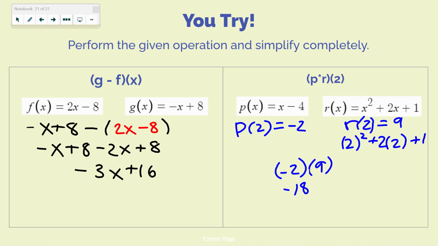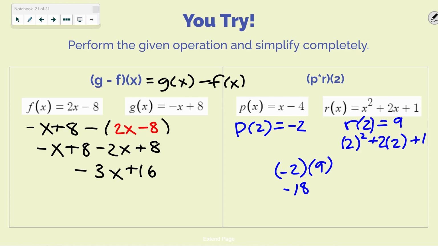So g minus f of x, if you did not end up with negative 3x plus 16 as your final answer, here's what I know you probably did. You probably forgot those parentheses here. So what this says is to subtract the whole function. So think about this as the same thing as g of x minus f of x. So this is how you take the whole g function and now subtract that whole f function. And when I want to make sure I subtract the whole function, I put parentheses around it.